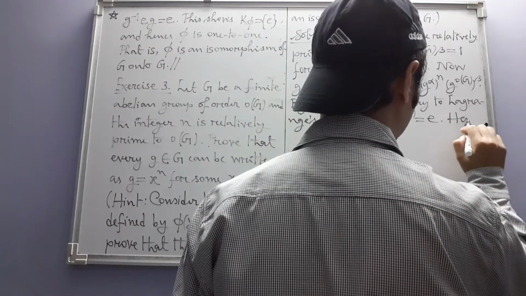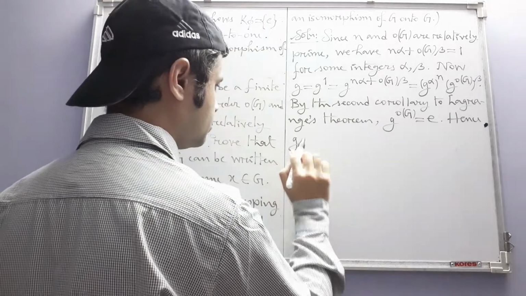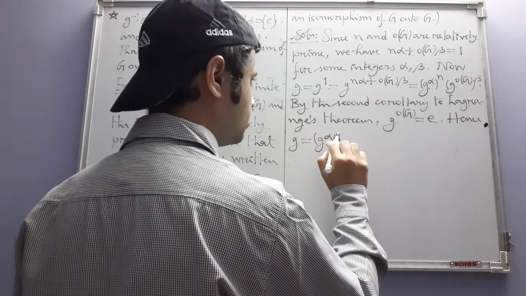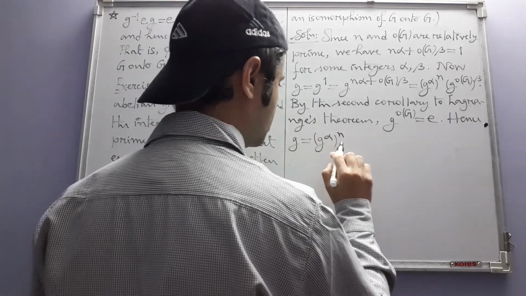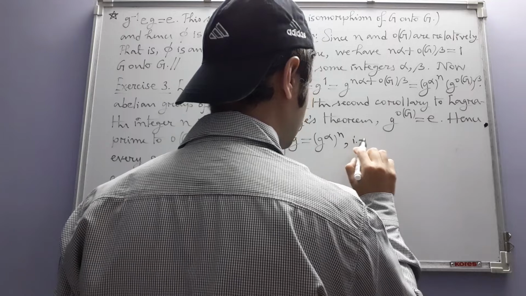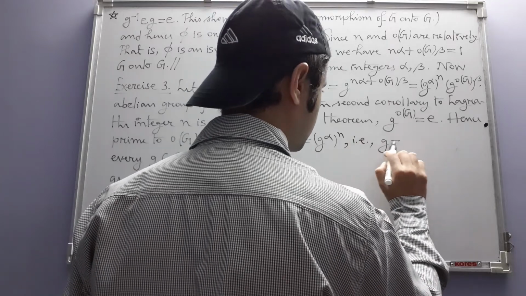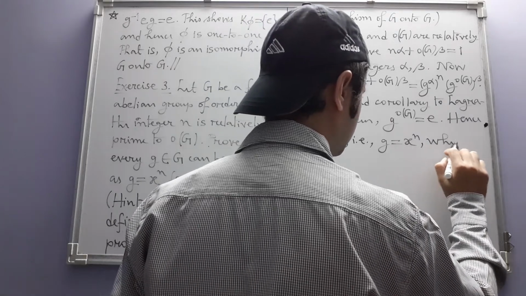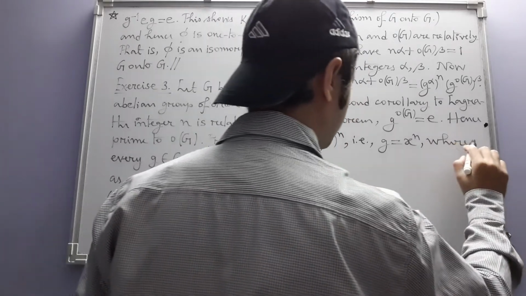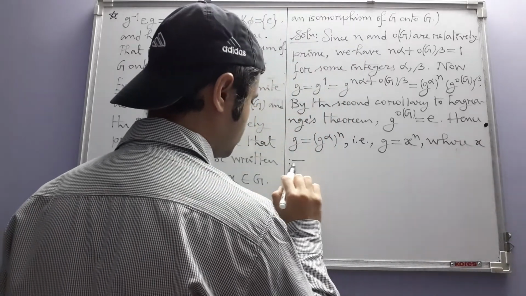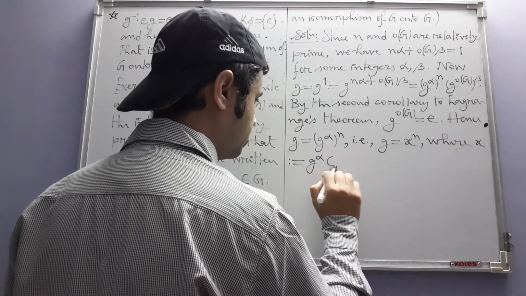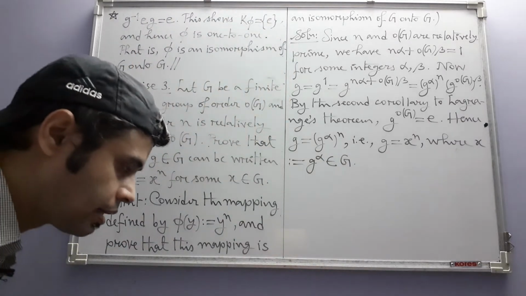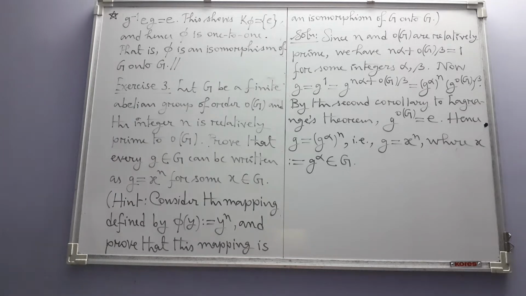Hence, g becomes equal to this. That is, g equal to x to the power n, where x is the element g to the power alpha in G. So every element can be written as some nth power of some element.